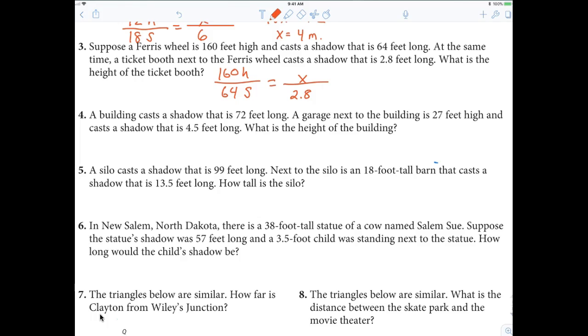Now, again, the H and the S are just so you don't make a mistake. I would prefer that you write the H and the S. So you know in your fraction, the height is on the top and the shadow is on the bottom. And then you don't have to worry about making a mistake. All right, so then we cross multiply. I get 64x is equal to, what's 160 times 2.8? 448. And so x worked out to be what? 7. All right, and we would say 7 what? Feet. 7 feet. Easy as that.